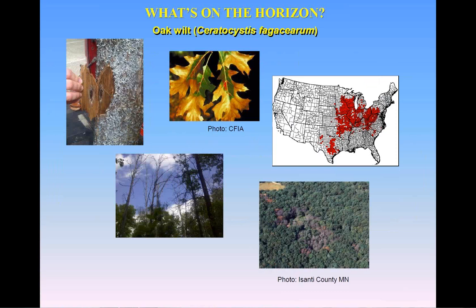And a disease that we're very concerned about in Ontario, we've been looking at this for many years. We haven't found it yet. Oak wilt is a disease that is in adjacent areas in the United States. It really likes the red oak and will sometimes attack the white oak.